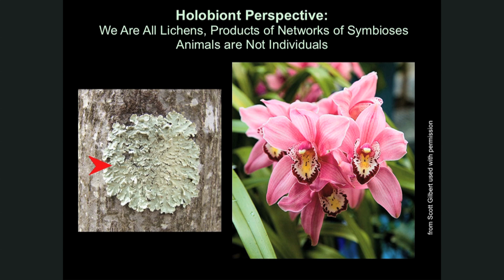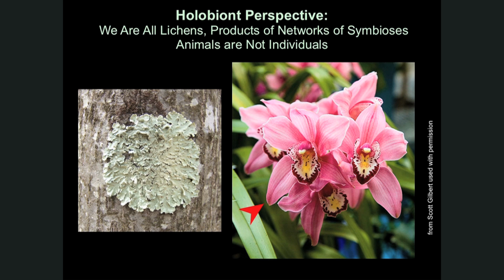So what Scott says is that we are all lichens. Does everybody know what a lichen is? See them on trees over there. A lichen is an organism composed of a fungi and a photosynthetic partner. In this case, it's an alga, but it could be a cyanobacteria. And that we are all products of networks of symbiosis.